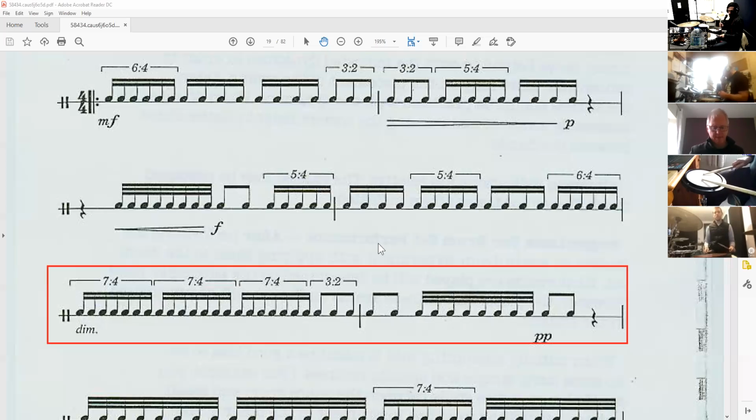1, 2, 3, 4. 1 and the get the 2 and the get the 3 and the get the 4, and the 1 and 2 and the 2 and the 3 and 4.